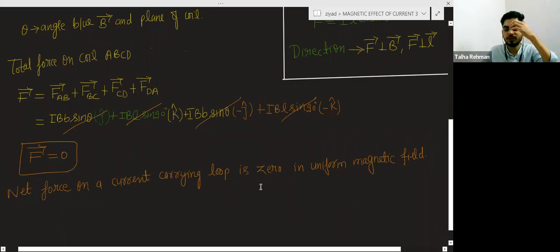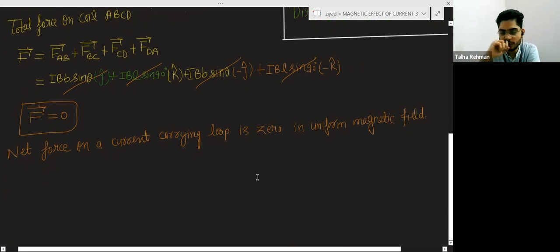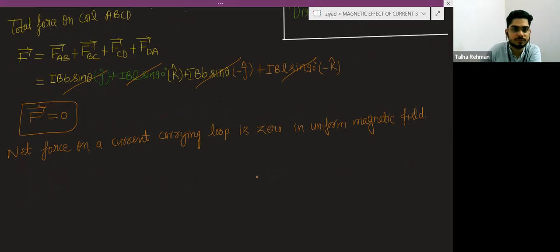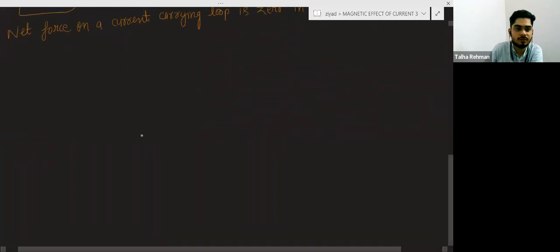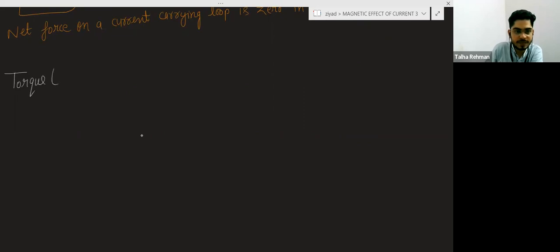Now we will calculate the torque. For the torque, you should understand what torque is. Torque is represented by tau. Like for linear motion the force is responsible, and for rotational motion the torque is responsible. Torque is given by force multiplied by the perpendicular distance from the axis of rotation.